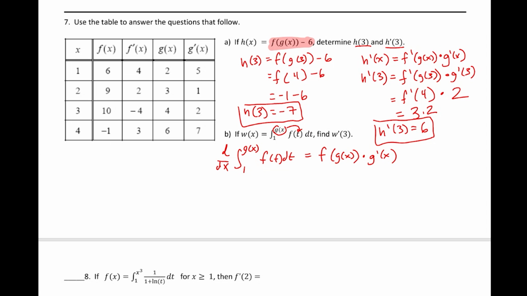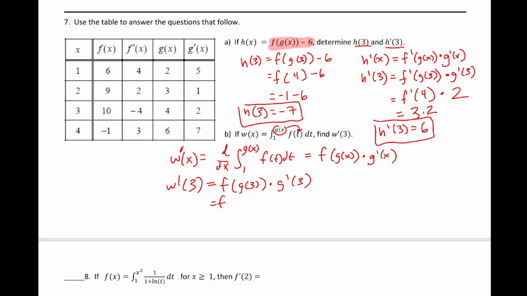Yeah, no, we didn't. So let's go ahead and just work this out. So we want to find, so that is w, actually. This actually is going to be our w of x. Oh, sorry, w prime. And then w prime of 3 will be f of g of 3 times g prime of 3.